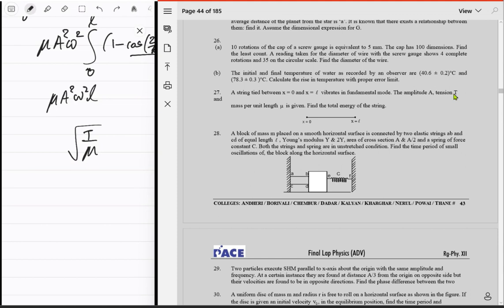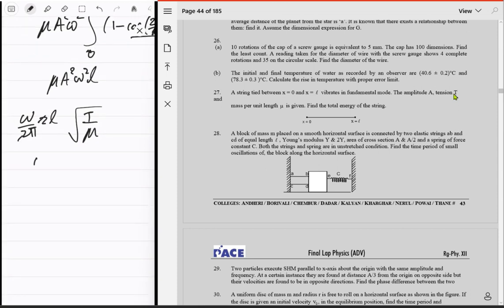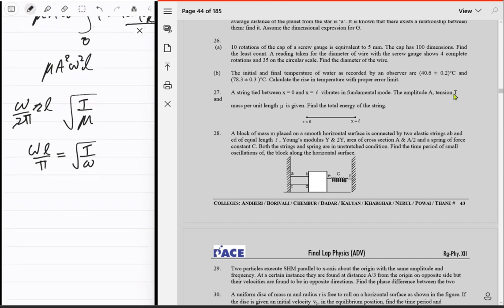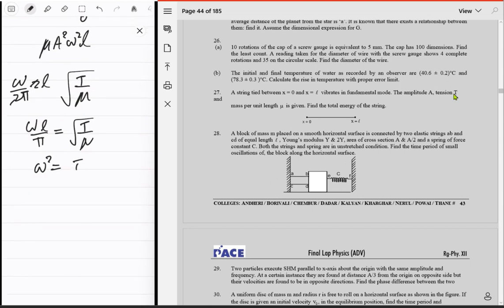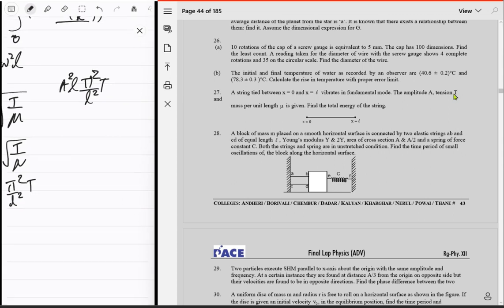Omega upon 2 pi is the frequency, times the wavelength, and the wavelength happens to be 2L. So omega L upon pi is equal to the square root of t upon mu. So our omega squared was pi squared upon L squared times t upon mu. Substitute that: mu a squared L times pi squared upon L squared, the tension. Got it, just a squared pi squared t upon L, that's the answer.